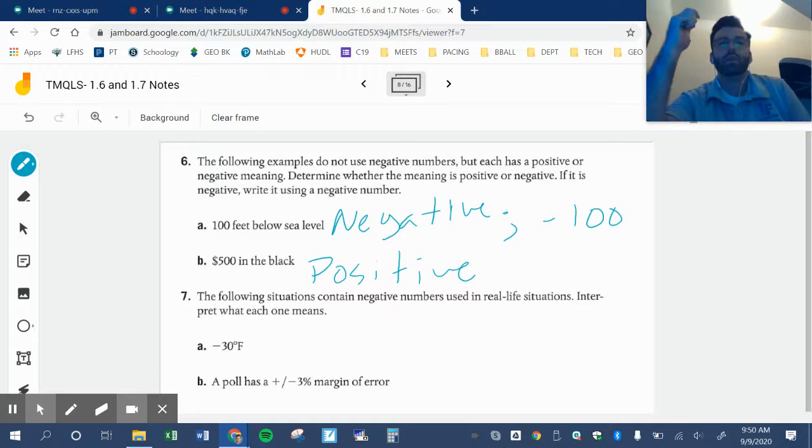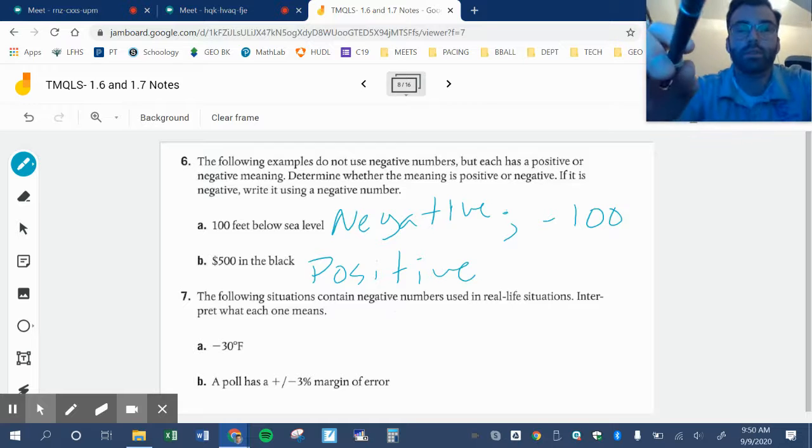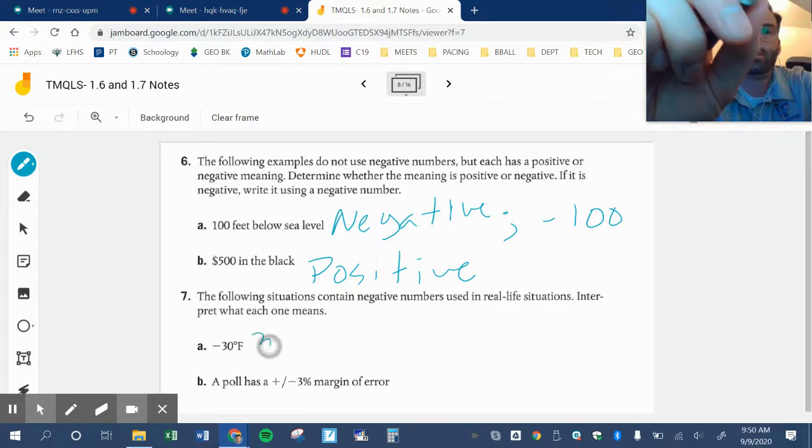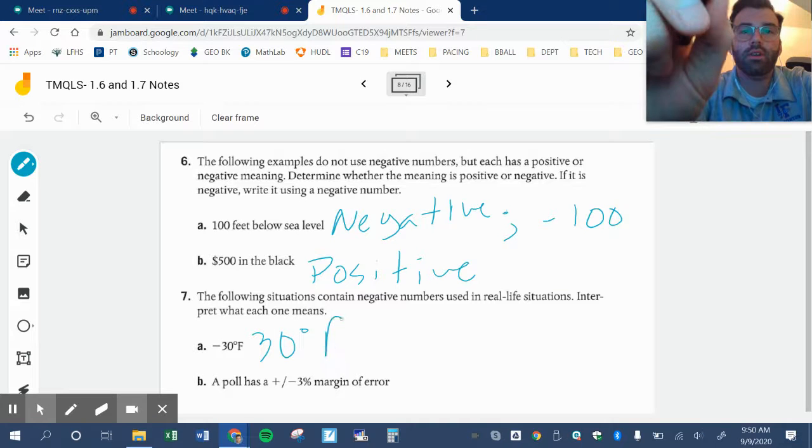The following situations contain negative numbers in real life situations. Interpret what each one means. This would be, what is this? 30 degrees Fahrenheit below 0. Yeah, below 0.